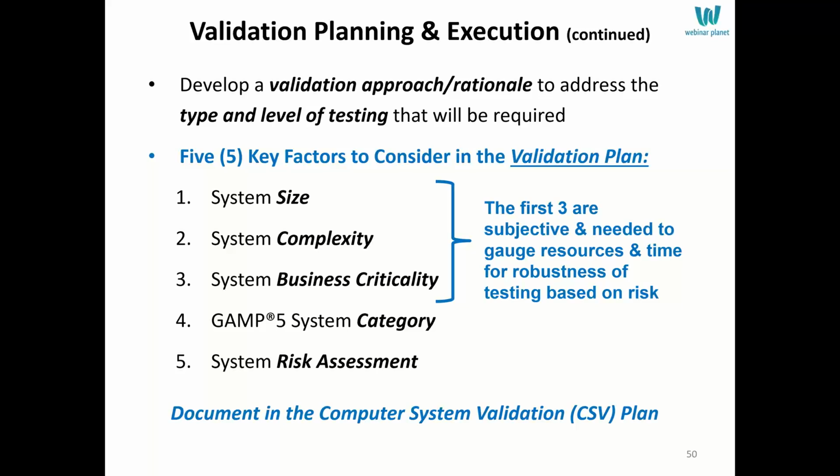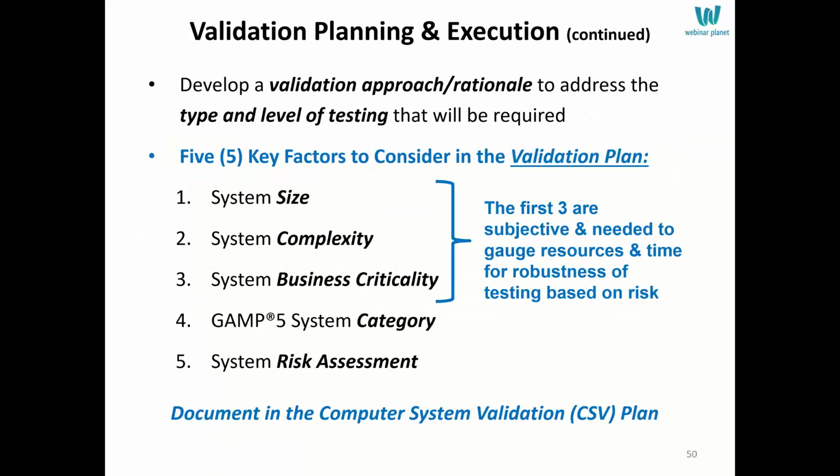So you want to have a validation approach that addresses the type and level of testing required based on some factors that you must consider. First, the size of the system, the complexity of the system, the business criticality. These are all subjective and needed to gauge the amount of resources and time that you'll need for how robust the testing must be based on the risk assessment you do for each of the requirements. The GAMP5 system category and a system risk assessment must also be factored in, and these 5 things should be documented in your plan.